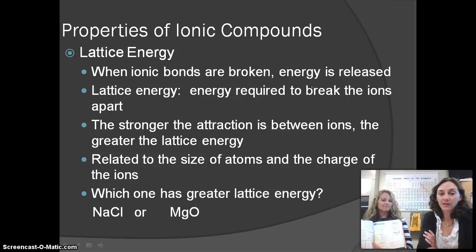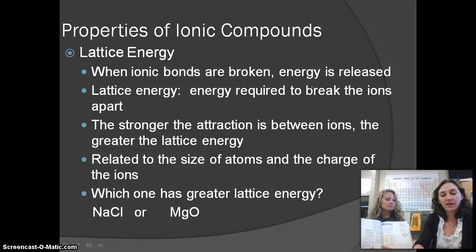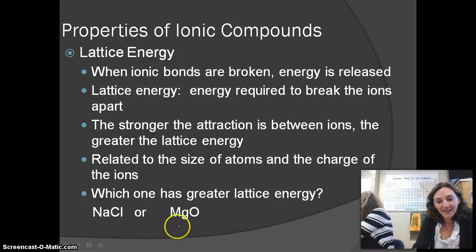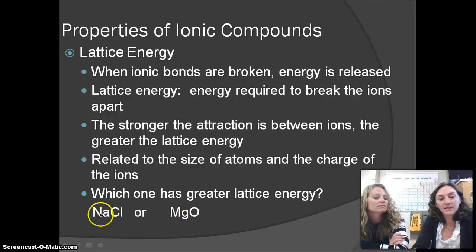Okay, so in our book, Table 7.6, it says sodium chloride has a lattice energy of 769, and magnesium oxide is 3,795. Big difference. The one that has the greater energy, I'm just going to circle it for you, is magnesium oxide. The other way that you can do this is look at the charges. Sodium has a positive 1, chlorine has a negative 1, magnesium has a positive 2, and oxygen has a negative 2. So the ones that have the higher charges are going to have the higher lattice energy.